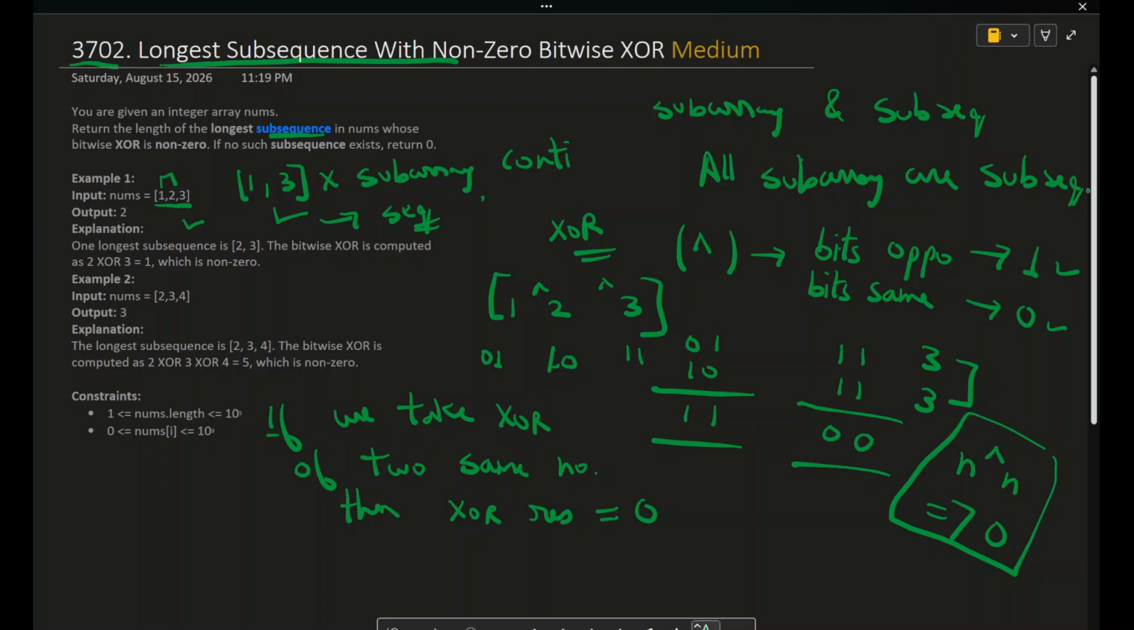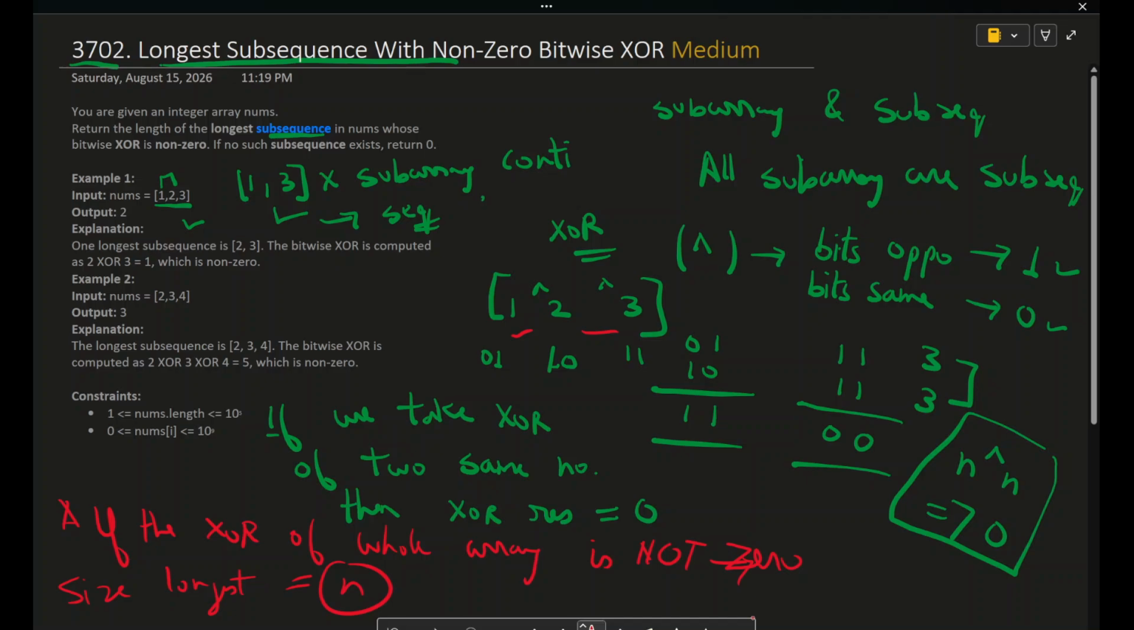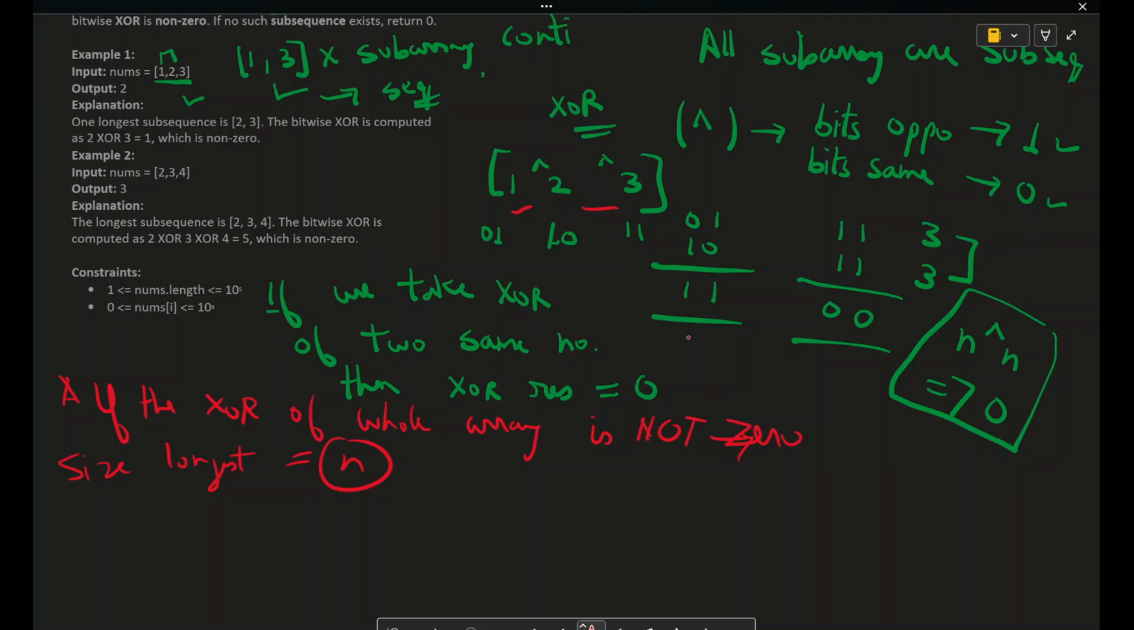Okay, so what we can say is, if we do XOR of the whole array, like XOR of all elements, and it is non-zero, if it is not 0, then the size of the longest subsequence will be equal to n only, because it will not give any problem. This is case 1, in which it is not 0.